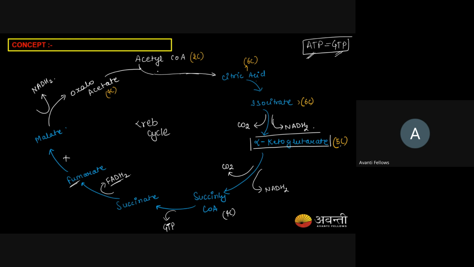And are you all done with this step? Malate is again 4 carbon. You can write it here. This is 4 carbon. This is again 4 carbon. This is again 4 carbon. And oxaloacetate is already 4 carbon.